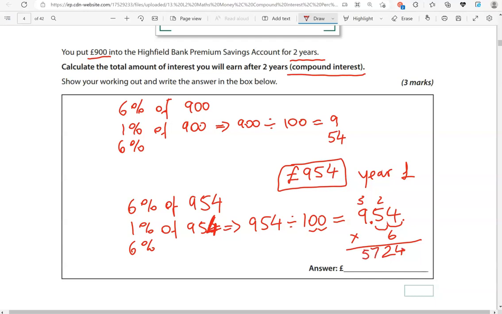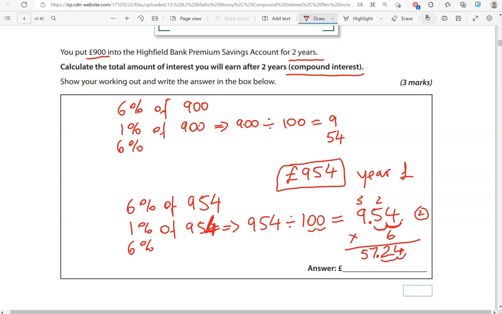Now where do we put the decimal point? We're going to count the decimal places. 9.54 has 2 decimal places, 1, 2. 6 has no decimal places because it's a whole number. So we're going to give the answer 2 decimal places. Going backwards, 1, 2. So £57.24 interest at the end of year 2.